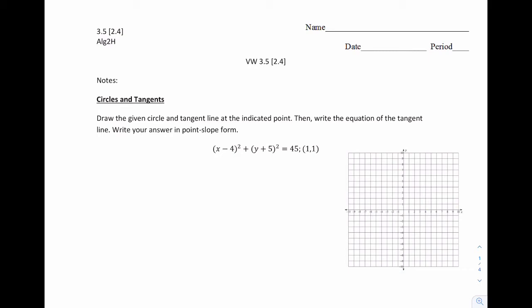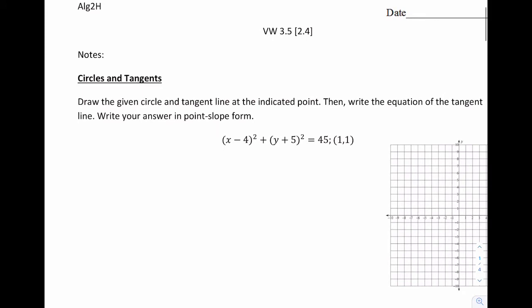Welcome to VW 3.5. Today we're going to continue our study of circles, and we're also going to do what's called a tangent line. So draw the given circle and tangent line at the indicated point. So to start, let's just do that.